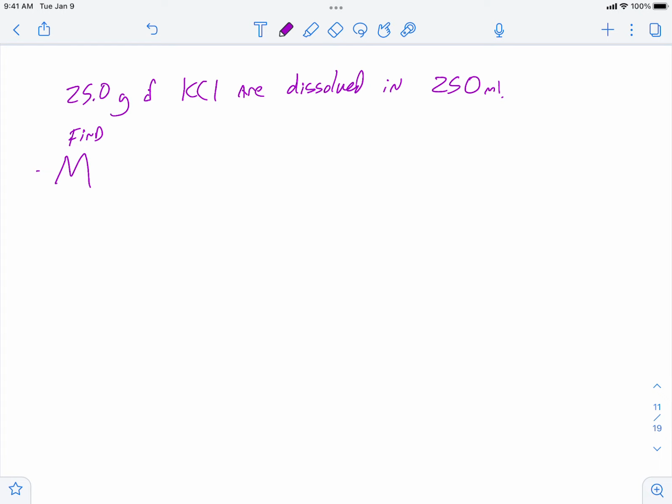Anybody get a value for the molarity? Yeah, Sam? 1.34. That's right. So let's go over this. We started with 25 grams of KCl. So we need this in moles. So the first thing we do is add up and find the molar mass and then divide. So the molar mass is 74.54 grams per mole, right? Which means 0.3354 moles.